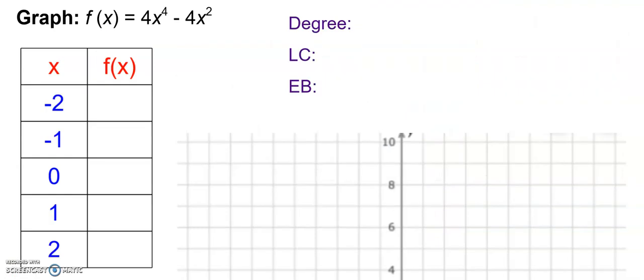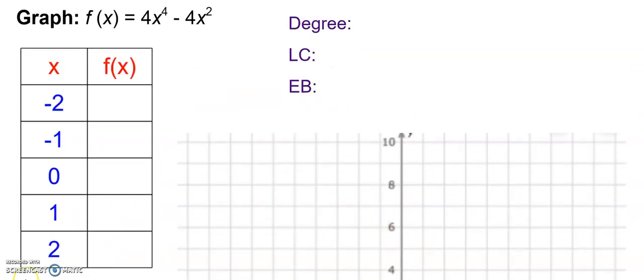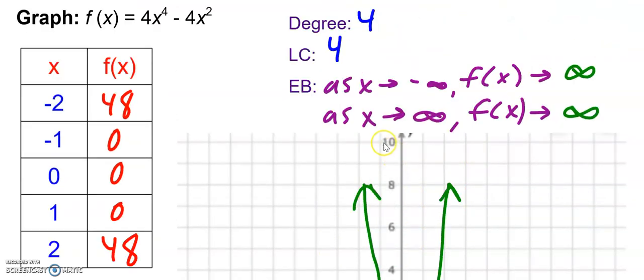Next, same thing. Identify the degree, leading coefficient, and behavior. Find some points. Draw your graph. Pause the video. Unpause when you want to discuss. All right, so here, hopefully your graph looks something like this. How do we get that? Good question. Glad you asked.